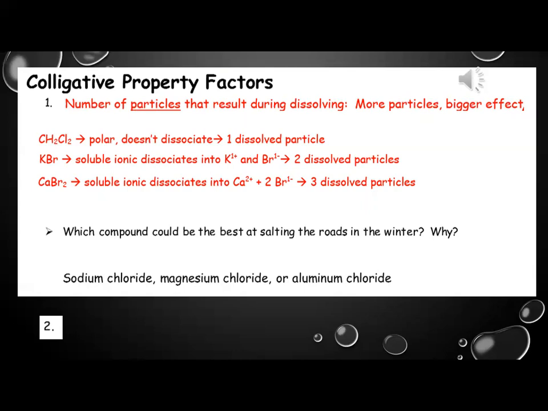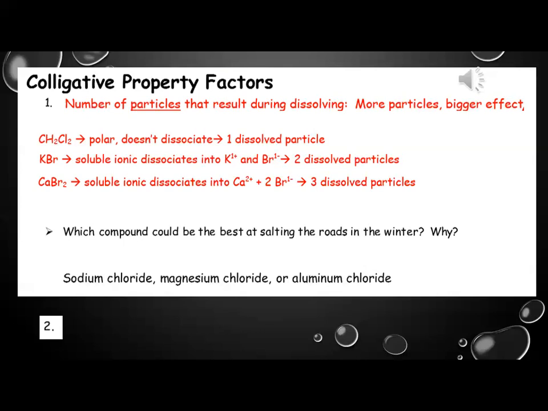Now, there are other factors, of course, that determine what kind of salts are put onto the road. But if we were just looking at the effect on the colligative property of freezing point depression, we would choose calcium bromide. When we look at things like sodium chloride, magnesium chloride, or aluminum chloride, though, which one of those would we put on our roads?